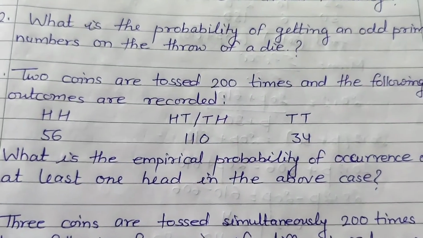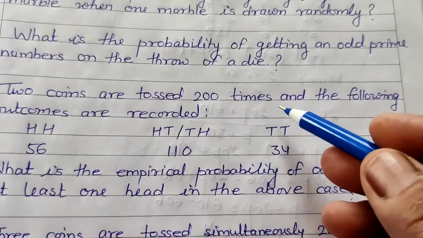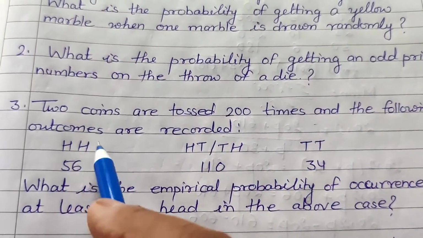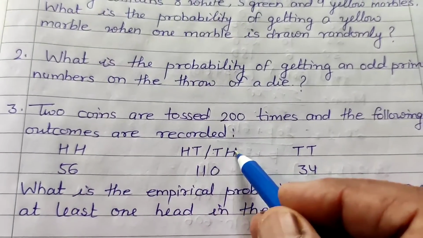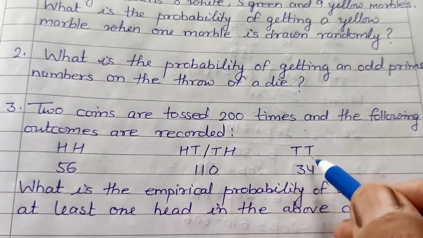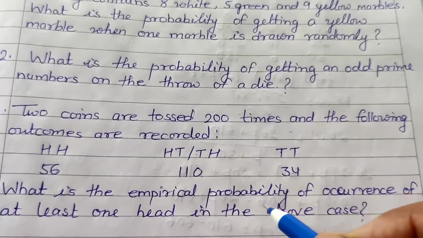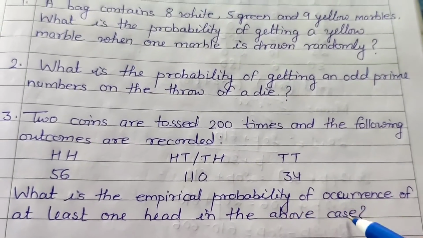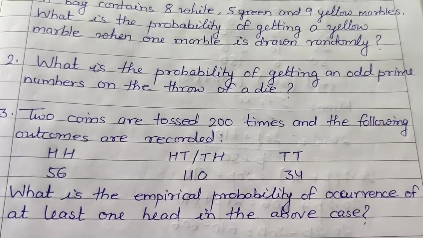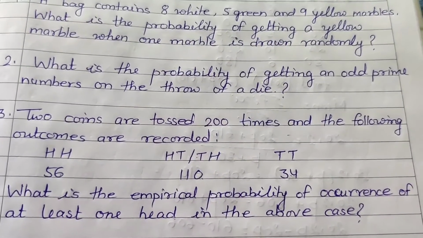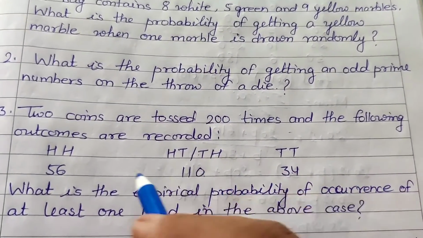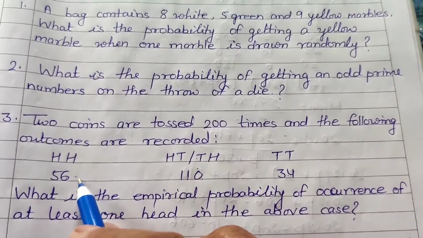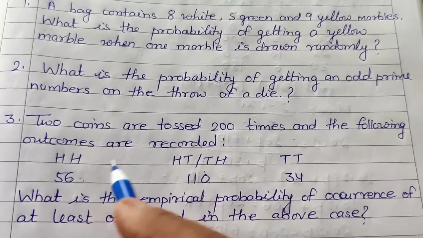The question number 3 is: 2 coins are tossed 200 times and the following outcomes are recorded. 2 heads 56, head and tail 110, and 2 tails 34. What is the empirical probability of occurrence of at least one head in the above case? At least one head means minimum one head must be there. So these are the two favorable outcomes, 110 plus 56. Okay, and the total outcomes 200.